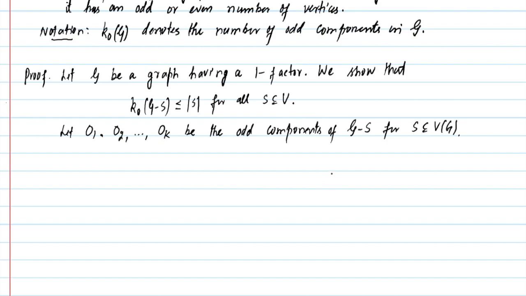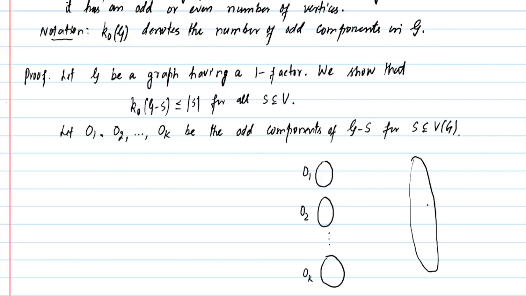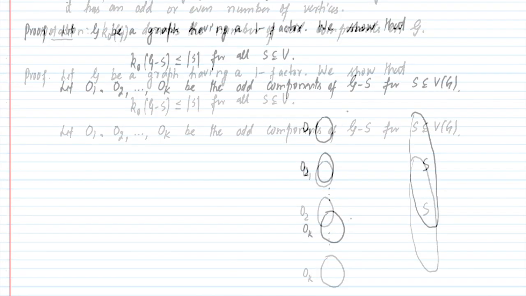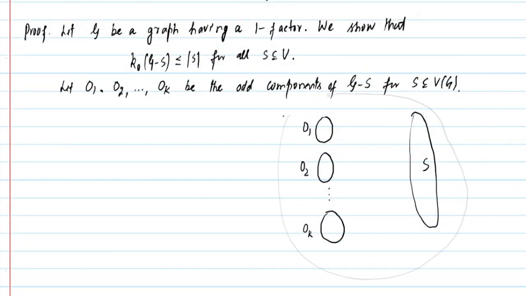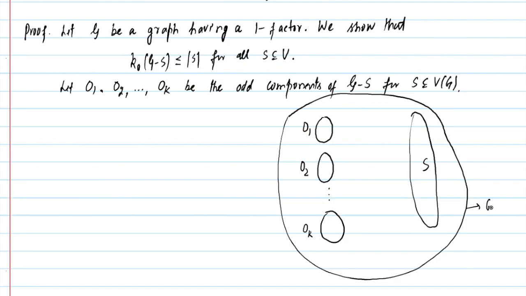So we have the odd components. Suppose this is one odd component, O1, and here we have another odd component. Let's name this O2, and so on. Let this be an odd component, let's call this Ok. And here we have the remaining set of vertices of G, which is the vertex set S. Suppose this is the whole graph, and these are O1, O2, Ok, the odd components in G minus S. So this is the whole graph G, and S is a subset chosen from the vertex set of G.